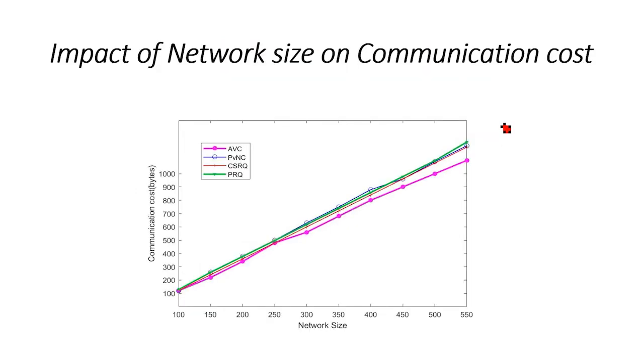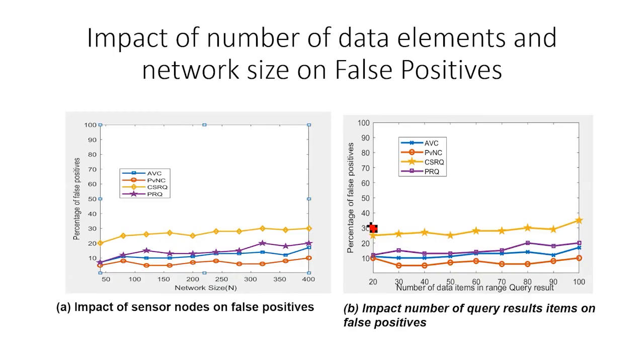And then this looks at the false positives. Sometimes data that is not required is sent, and we compare with existing schemes on the communication cost. We see that our model's communication cost is relatively lower than some of the existing schemes.